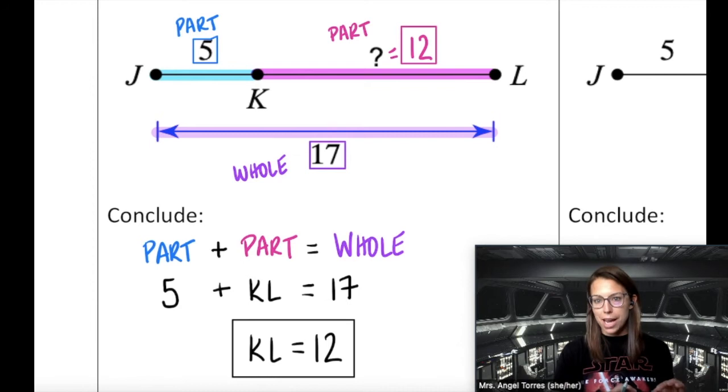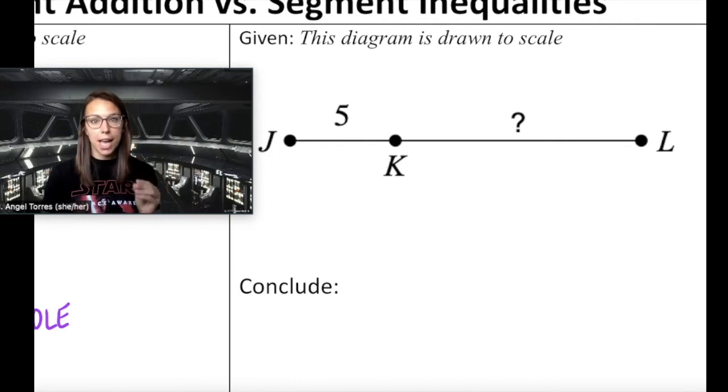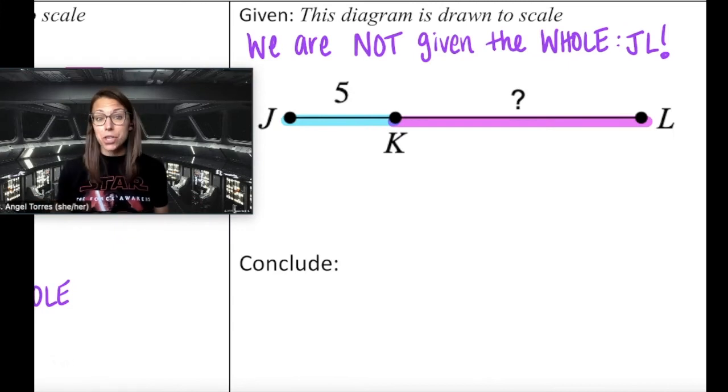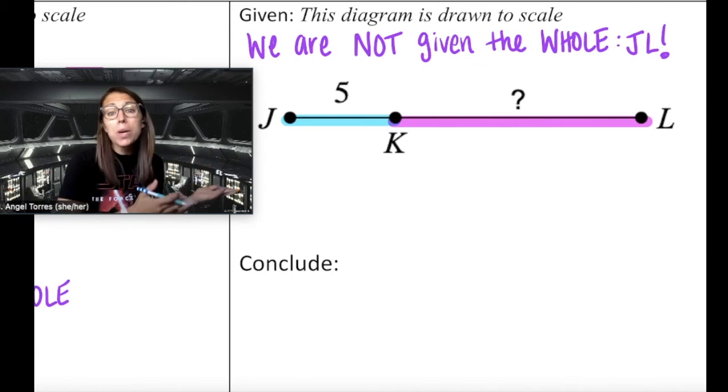Let's look at the same diagram, but this time we're going to take something away. In this example, it looks like we're given the same diagram, and kind of we are. However, something's missing. We're still given segment JL, and K is still between. We're still given that the length of JK is 5. And we're still given that the length of KL is unknown. But what's missing here? We're not given the length of JL. So we kind of have to forget the last example. We don't know what JL is here.